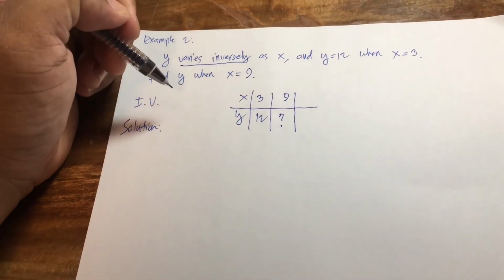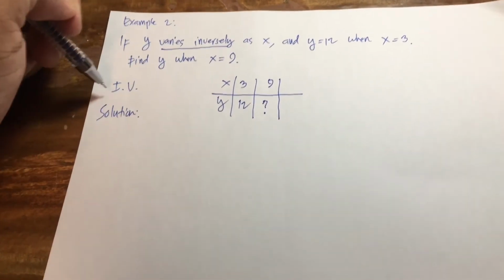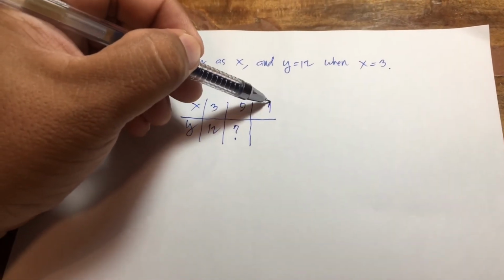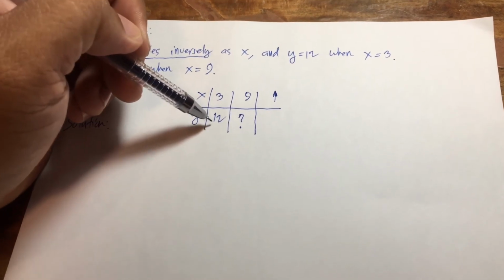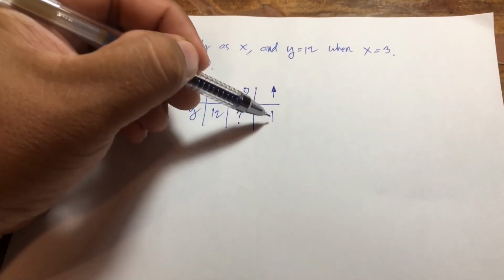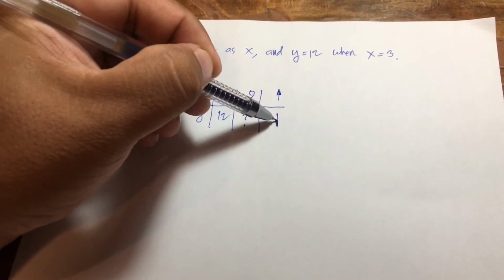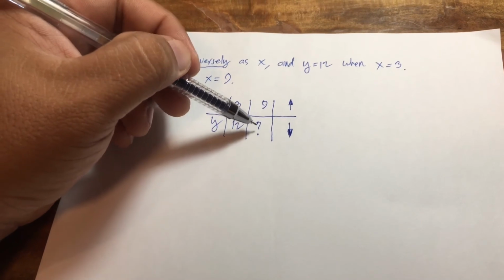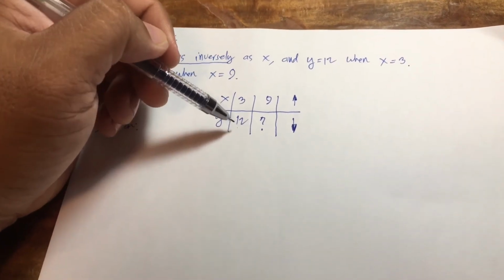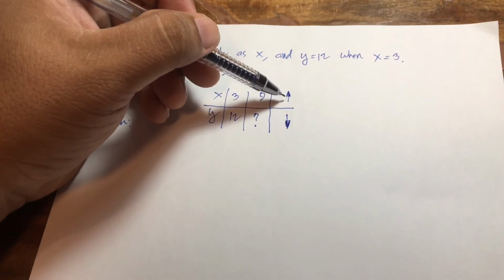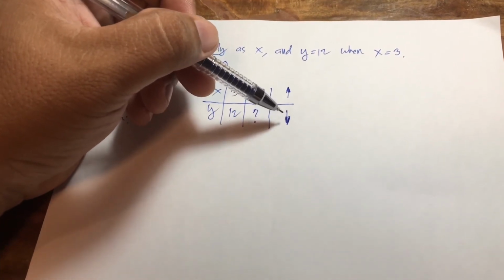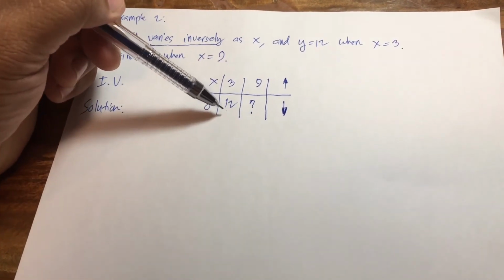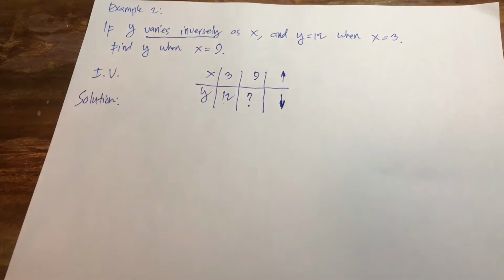Okay, since we are sure that this is inverse variation, still we can analyze. 3 becomes 9, so it increases. Then 12, since this is expected to be decreasing, expect that the value of our question mark here is less than 12. Since we increase the value of our first variable, it is expected that the value of the second quantity is less than 12.